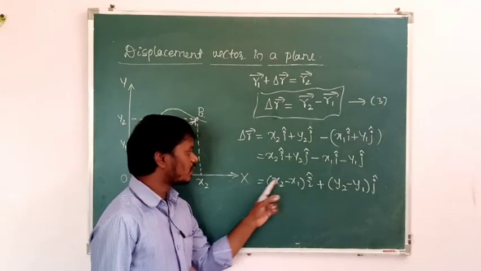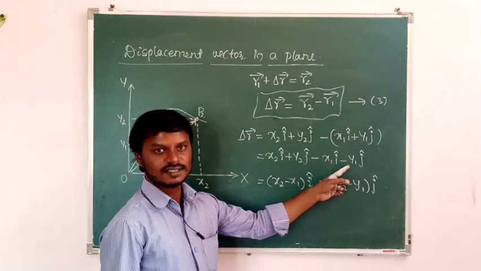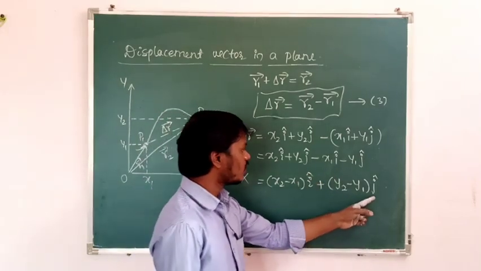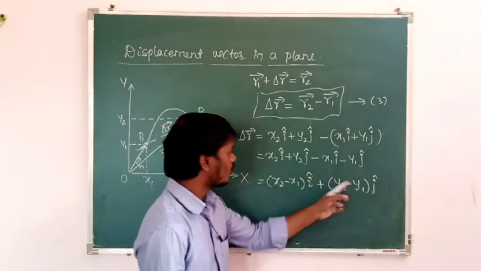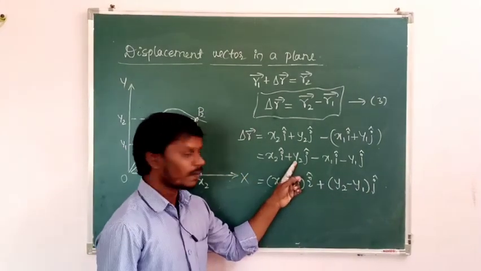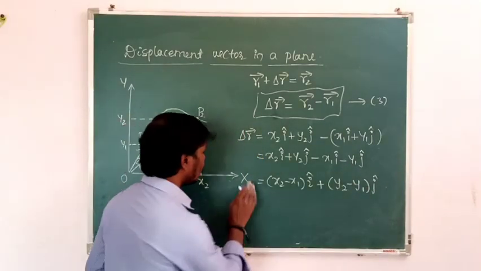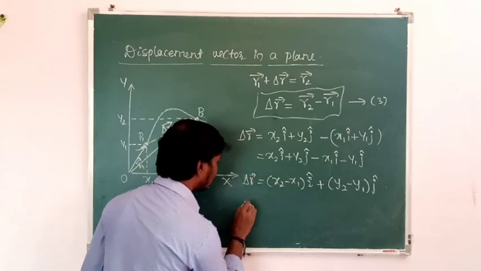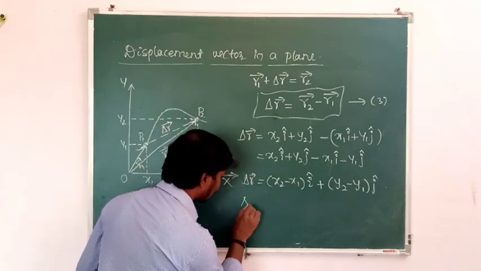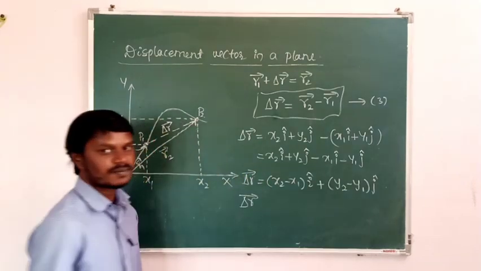So x2 into i, x2i minus x1 into i, minus x1i. Is it right? Then again multiplying this j with the bracket y2 minus y1. So y2 into j, y2j minus y1 into j, minus y1j. So it is delta r. Then delta r can be written as a displacement vector. Delta r is nothing but the displacement vector.